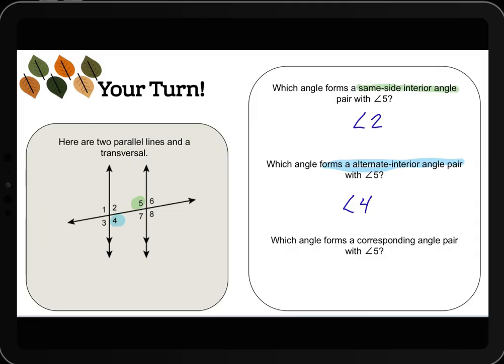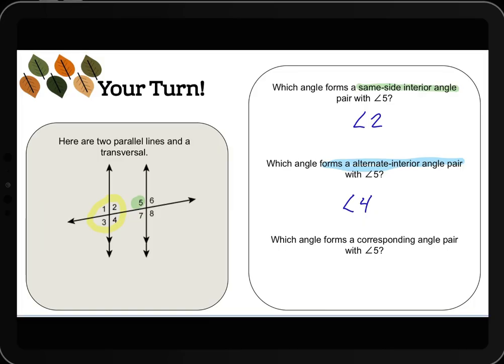And then lastly, the corresponding angle pair with angle 5. So we're looking at angle 5 again, and we want to see which angle on the other group, right? Now the other group is this entire group over here, okay? Which of those angles corresponds to angle 5? 5 is in the upper left kind of position, and so that means angle 1 is going to be our corresponding angle that we need here, okay? So angle 1 is the corresponding angle.